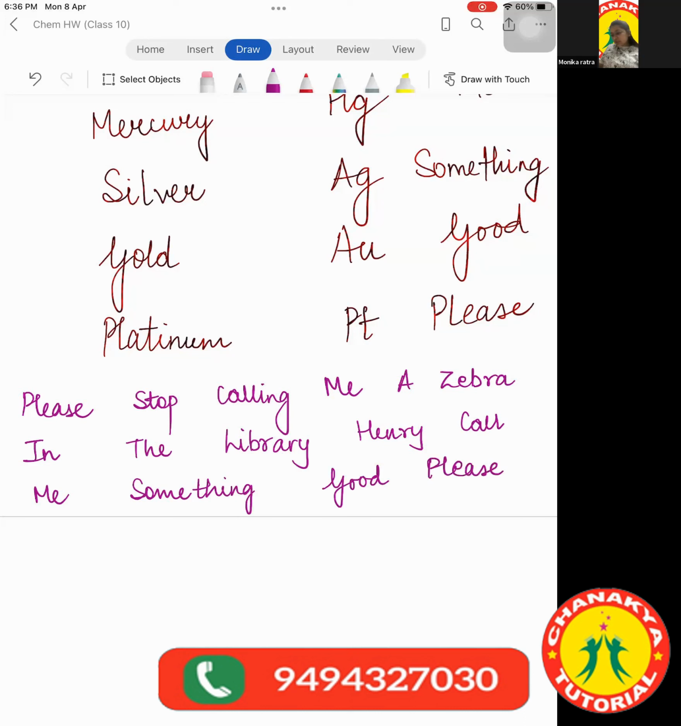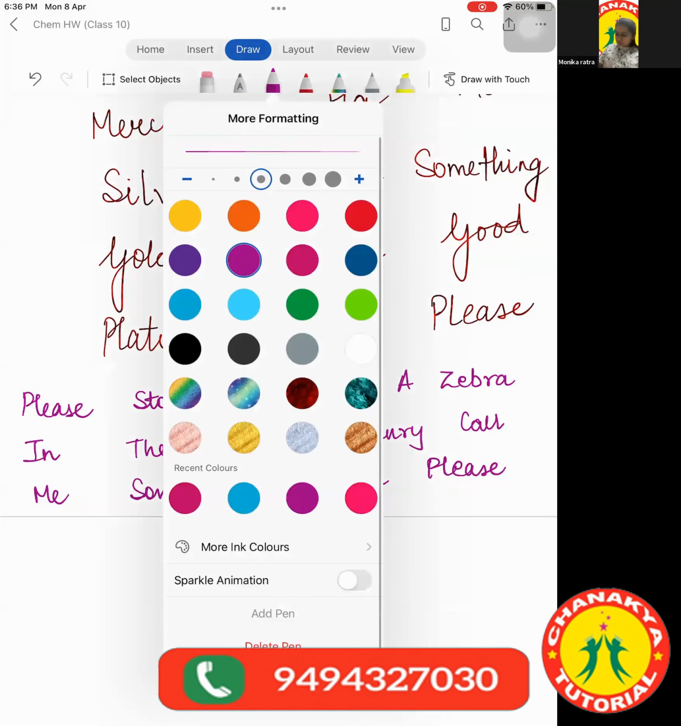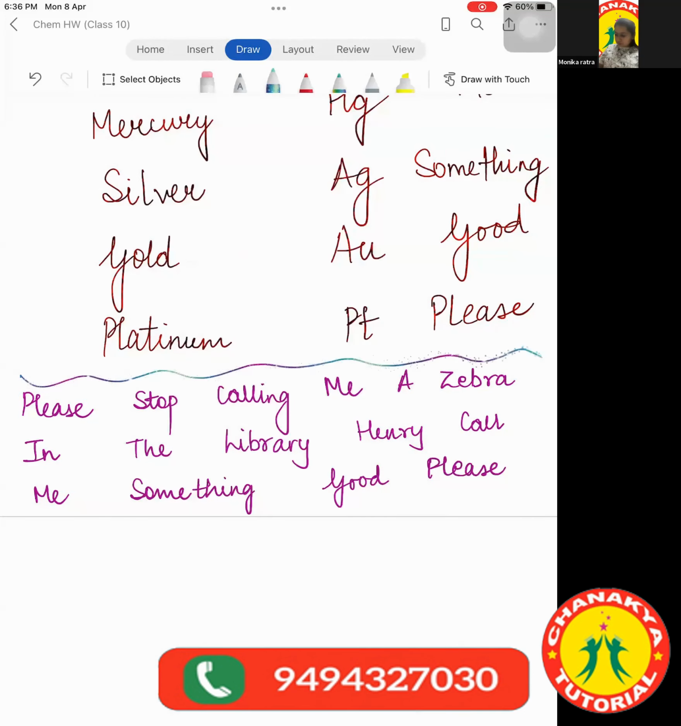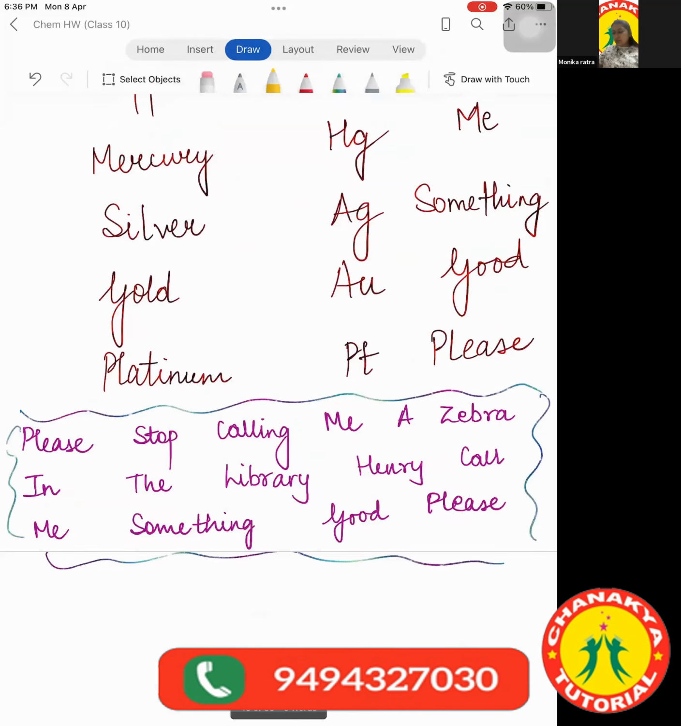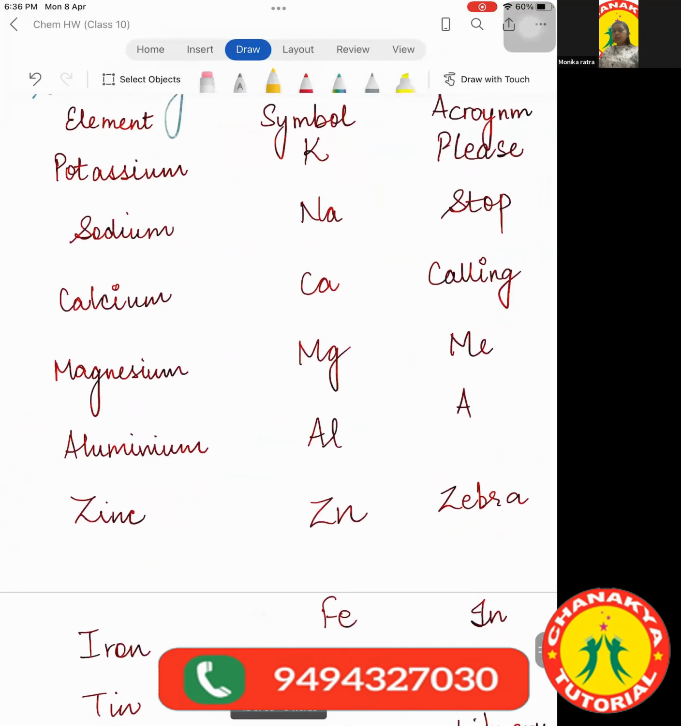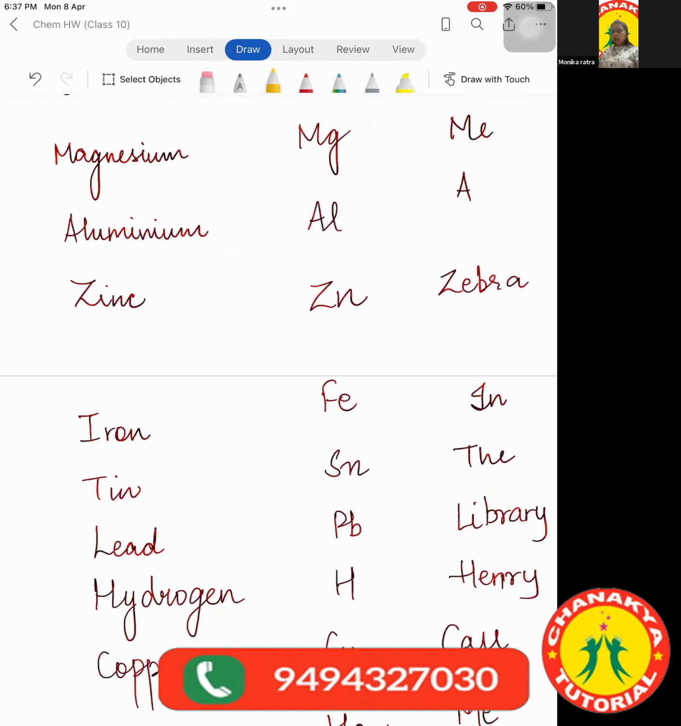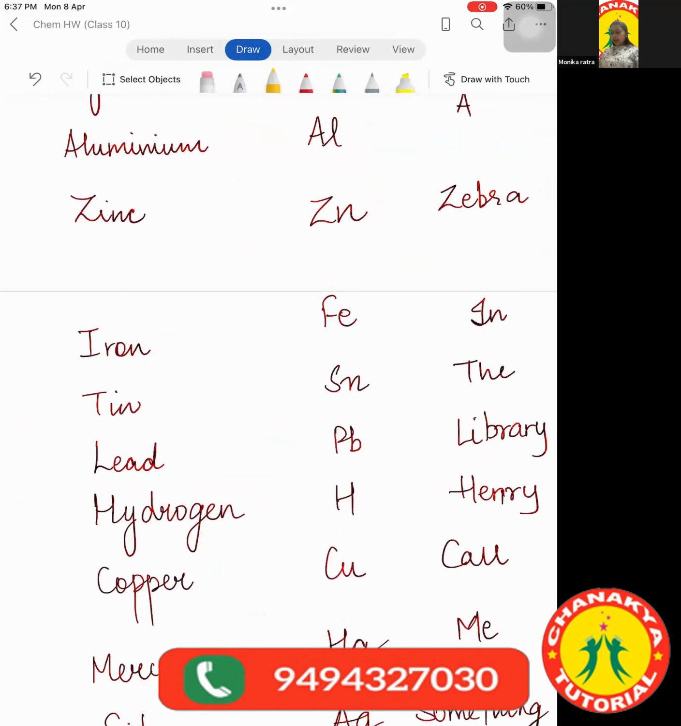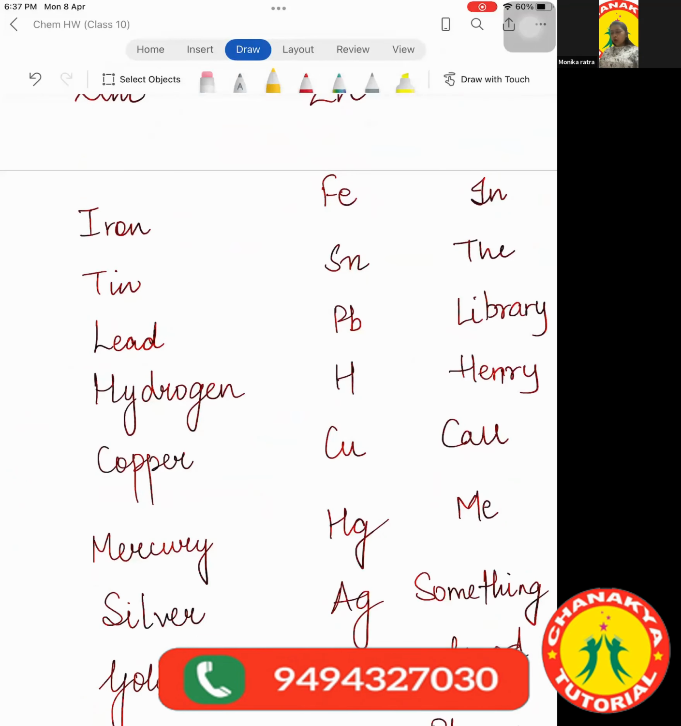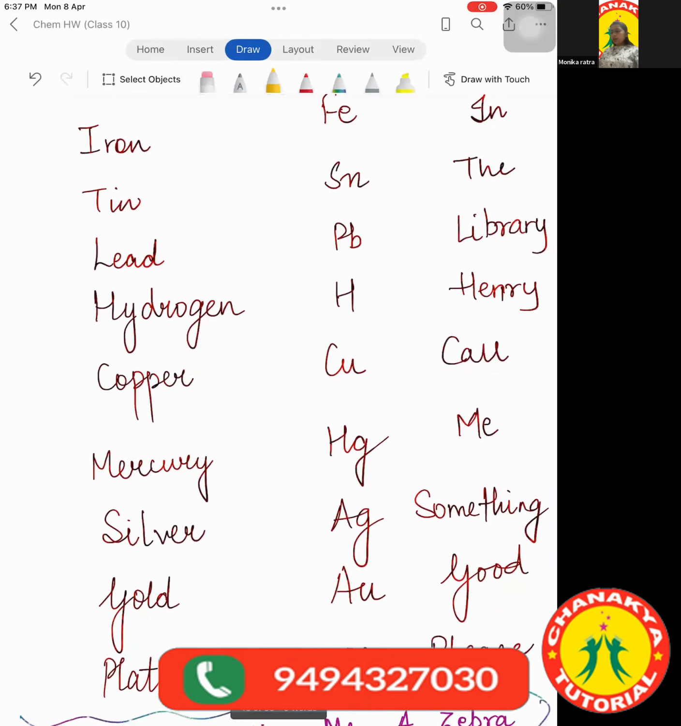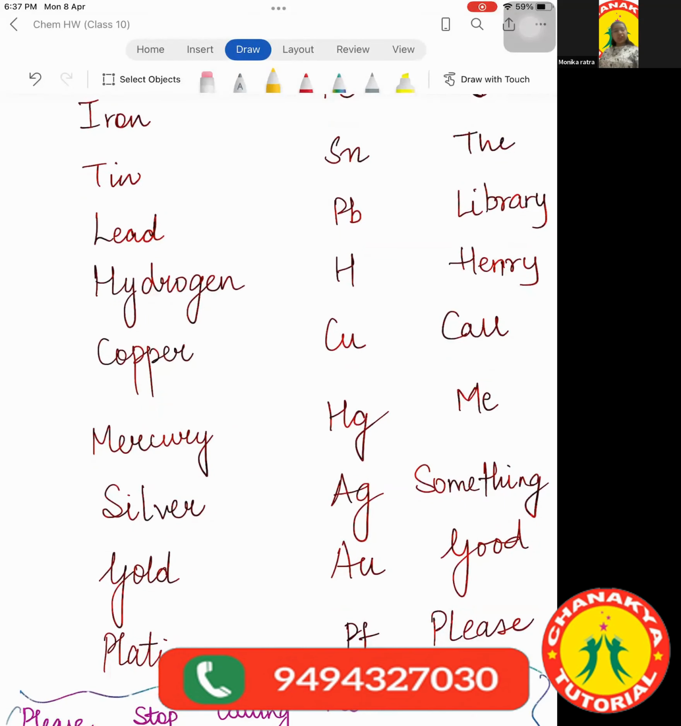So now we will see. If you look at the series which I have written, please means potassium, stop means sodium, calling means calcium, me means magnesium, a means aluminium, zebra means zinc, in means iron, the means tin, library means lead, Henry means hydrogen, call means copper, me means mercury, something means silver, good means gold, please means platinum.